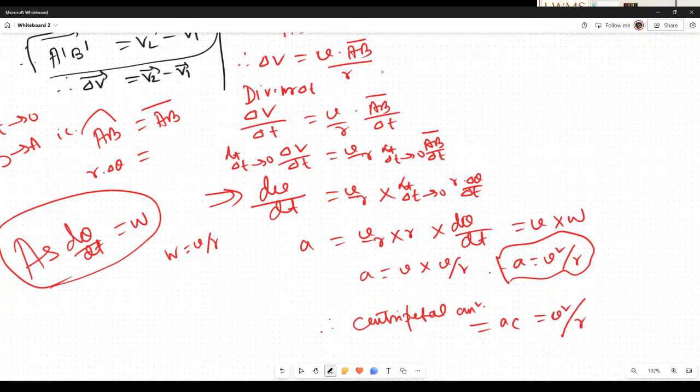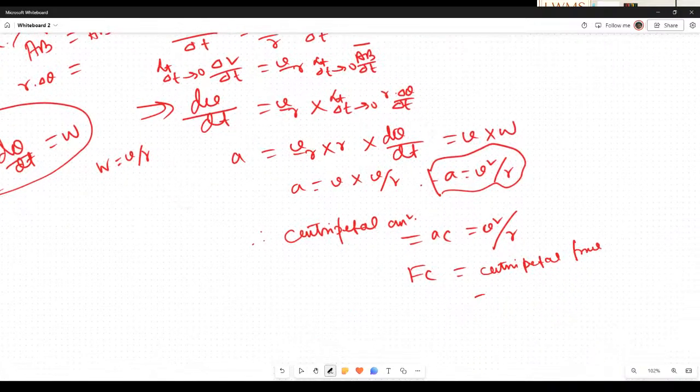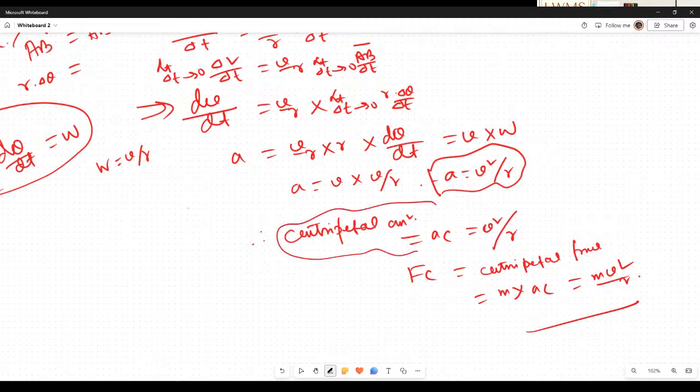So what will be the centripetal force? Fc. What is the centripetal force? It is going to be m into AC. We don't need force. For the first chapter of class 11, we need only this expression. Is that clear? So in uniform circular motion, centripetal acceleration is V square by R.